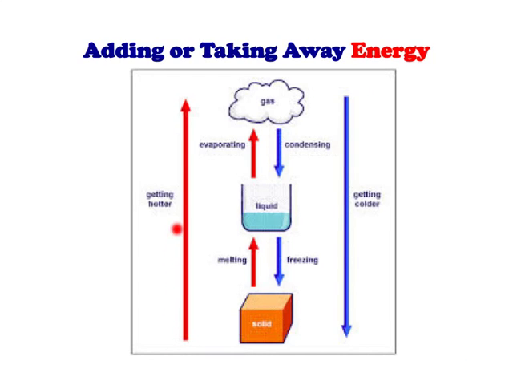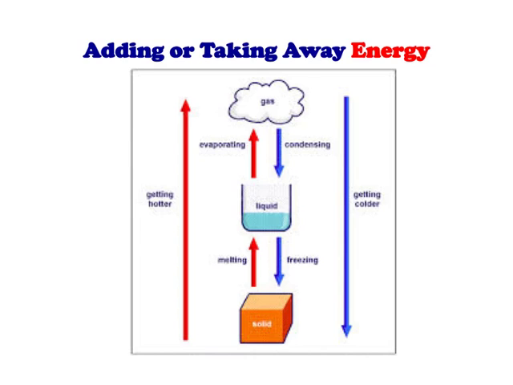If we look on this side, it's adding the energy. And if we look over here, it's taking the energy away. So if we start with the solid and we add energy or heat, then the solid begins to melt. And when it is fully melted, it becomes a liquid. Then if we keep adding that heat, that liquid evaporates and becomes a gas.